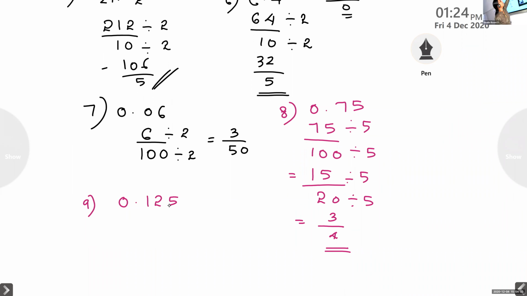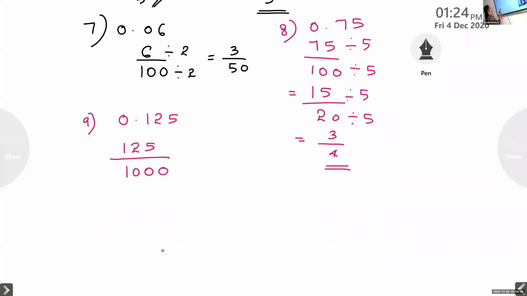So, did you get the answer of this, children? Which number will you divide? 125 by 1000. Which is the common number? As you see, you will understand that it is 5. No problem. You divide step by step. Divide by 5. So, you will get 25 by 200. Correct.